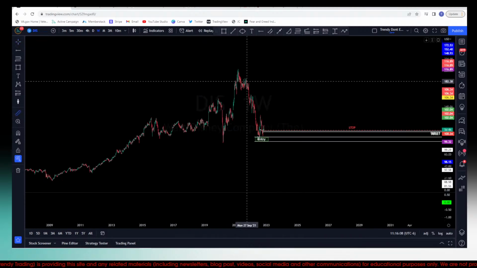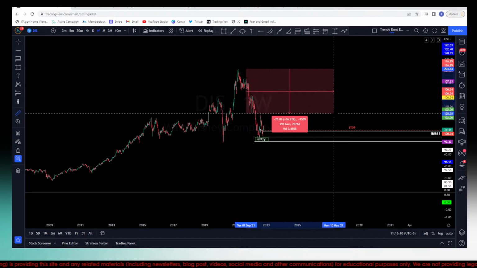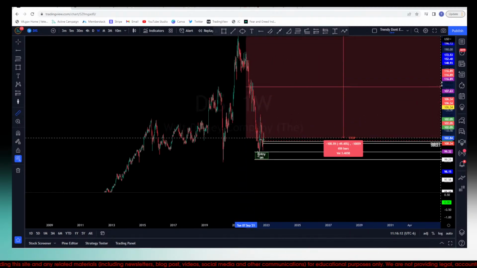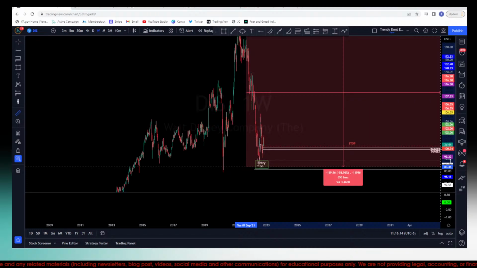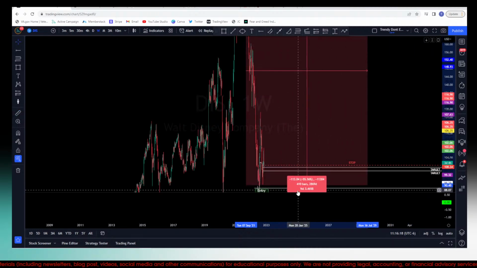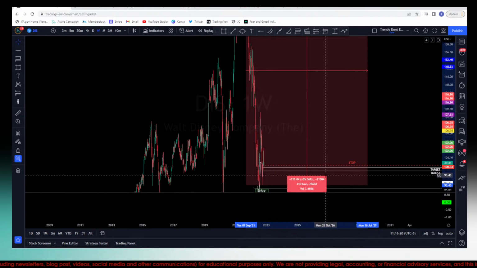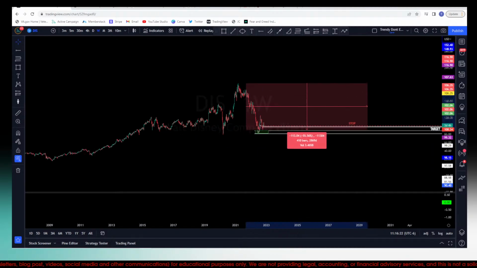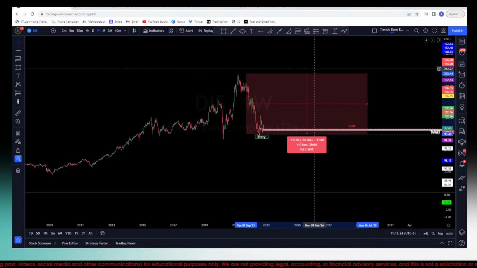We'll go ahead and grab the measuring tool. We'll come from the peak high into, let's see if we can open this up just a tad here. And we came down to about right here, which is, you can see about a 55% decline in Disney. So something to just take note in.